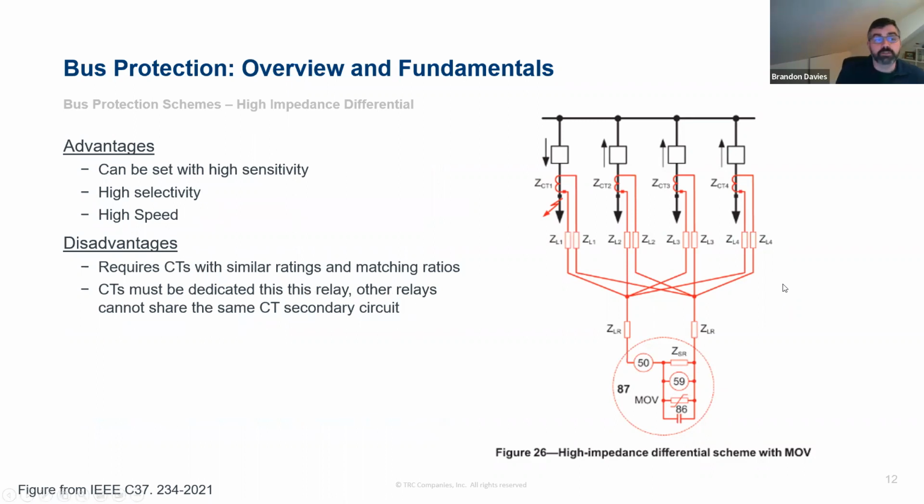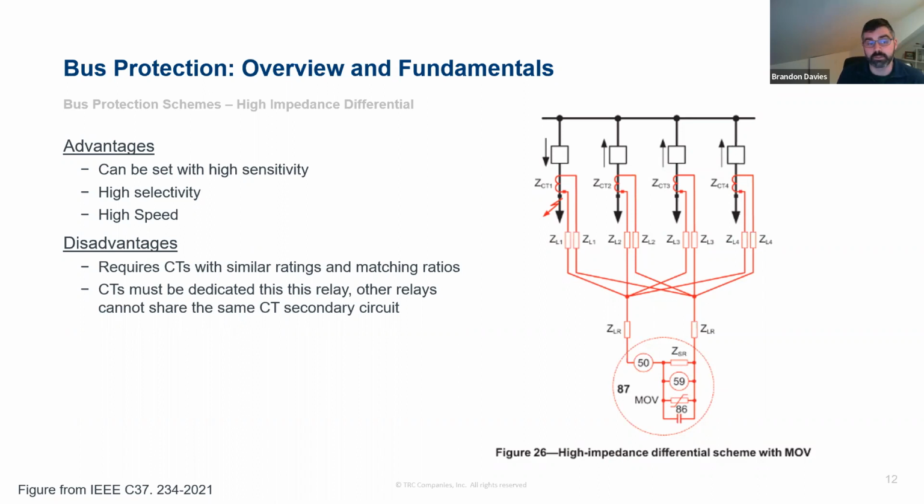So the main advantage of this type of scheme is that it has very, very high sensitivity. It's highly selective and it's very high speed. It's one of the fastest bus protection options out there. So it's got a lot going for it. It does have some disadvantages.